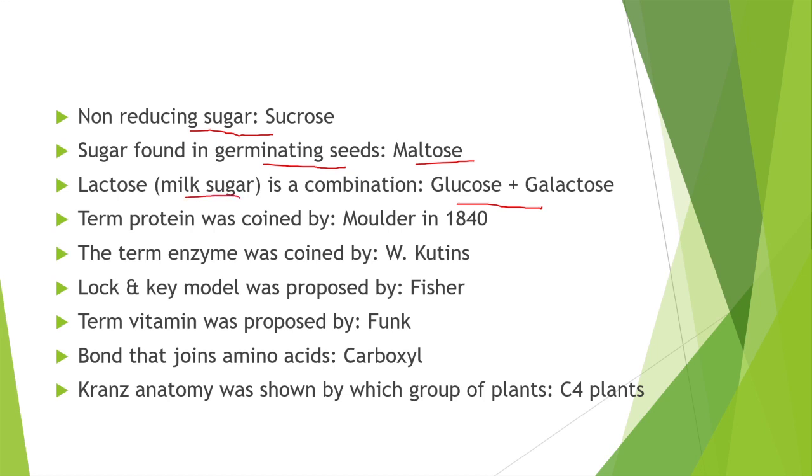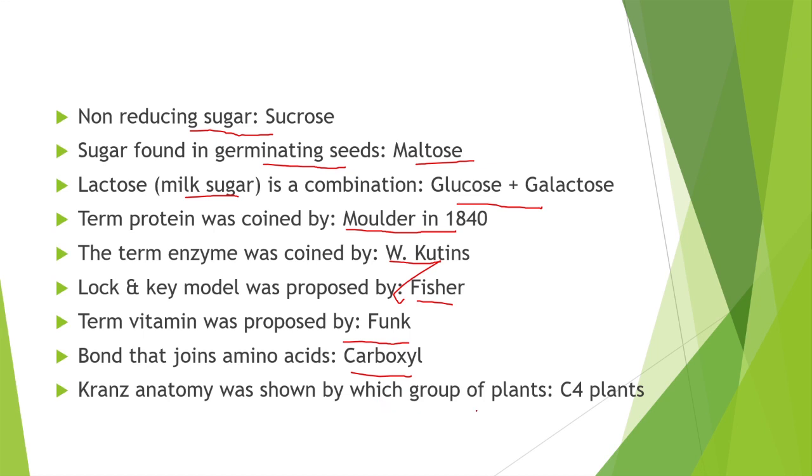The term protein was coined by Mulder in 1840. The term enzyme was coined by Kuhne. The lock and key model of enzymes was proposed by Fischer. The term vitamin was proposed by Funk. The bond that joins the amino acids is called peptide bond.